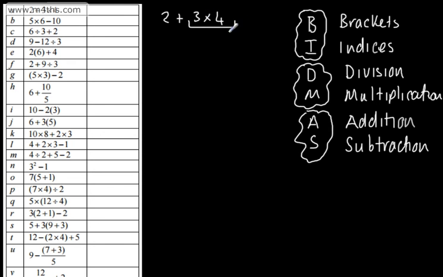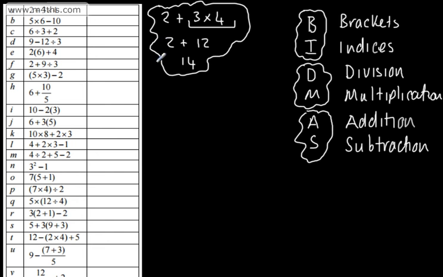Then we have the 3 times by 4, which is going to be 2 plus 12. 2 plus 12 is going to give me 14, as we saw previously. This is how I like students to write it out, such that you're not doing this in your head. If we look at the next one, we've got 5 multiplied by 6 minus 10.